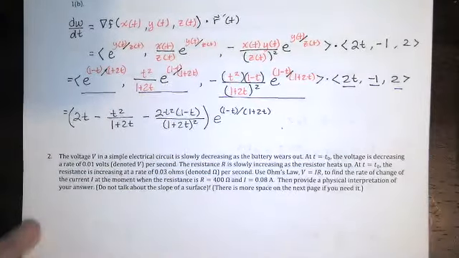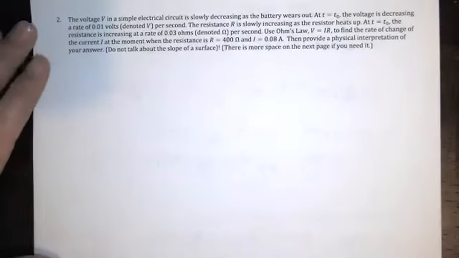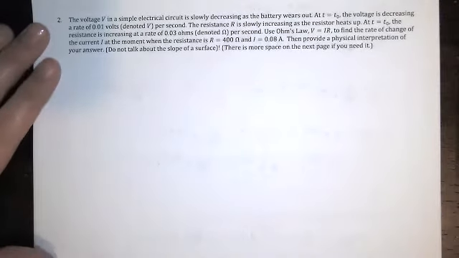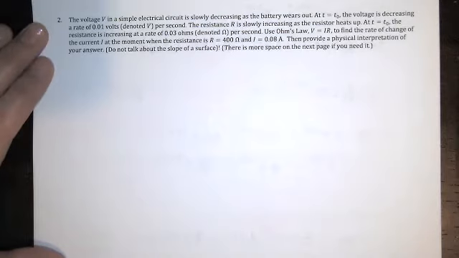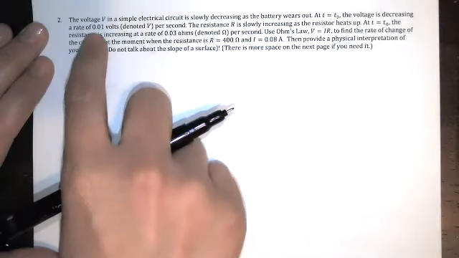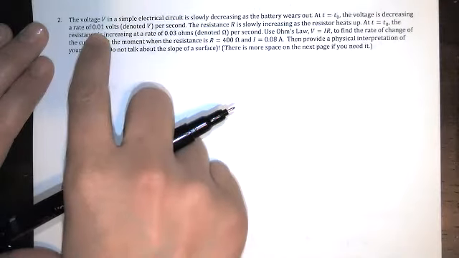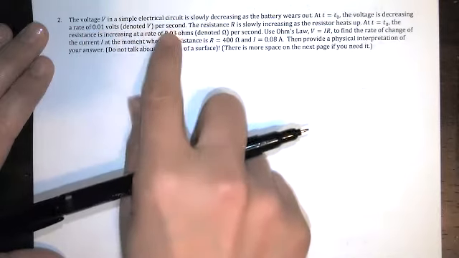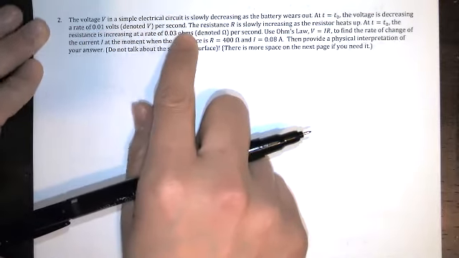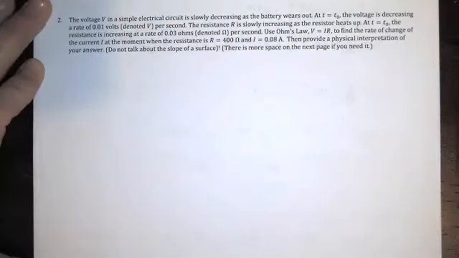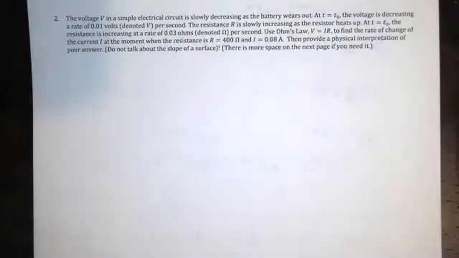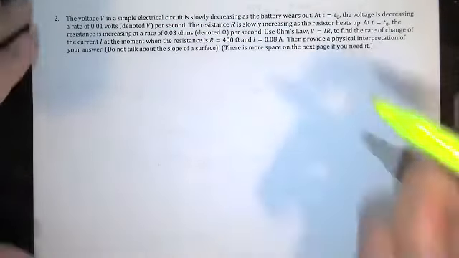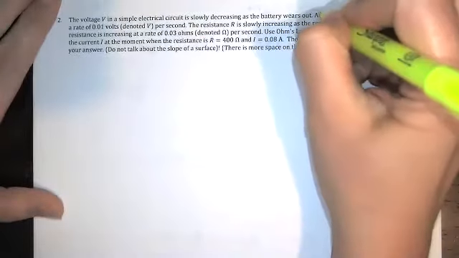Now here's an application problem involving the chain rule. It says, the voltage in a simple electric circuit is slowly decreasing as the battery wears out. At t equals t0, the voltage is decreasing at a rate of 0.01 volts, denoted by V, per second. Okay, so that's some information. It's very important information, so I want to write that down. We always want to write down exactly what's given to us.